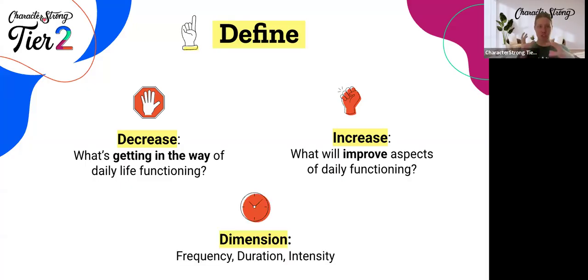And what are the dimensions of those different behaviors that we're seeing? So do we need to change the frequency, how often something is happening with the student, the duration, how long we are seeing or want to see a certain behavior, or the intensity of that behavior? Do we need to decrease the intensity of it? So we are looking at one of those dimensions, frequency, duration, or intensity, for what we are looking to decrease or increase. So we have to define those things. What are we actually seeing in the student?